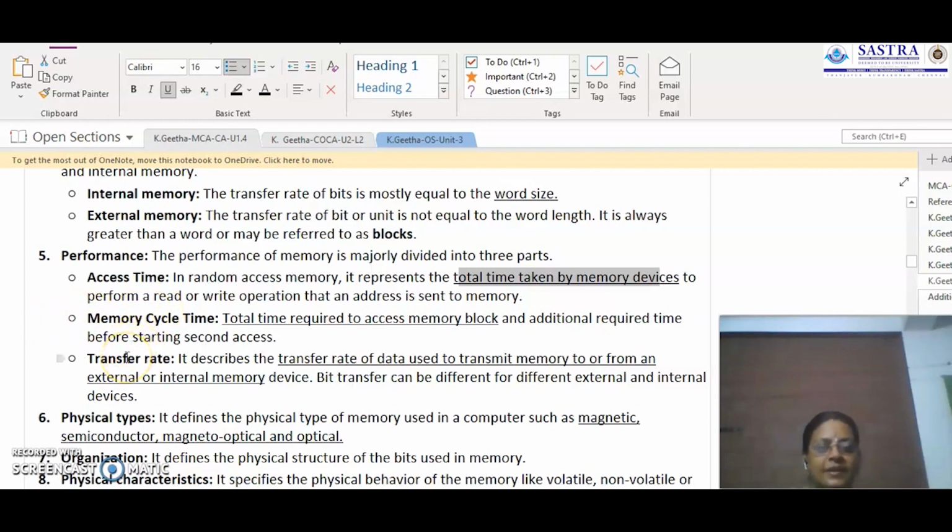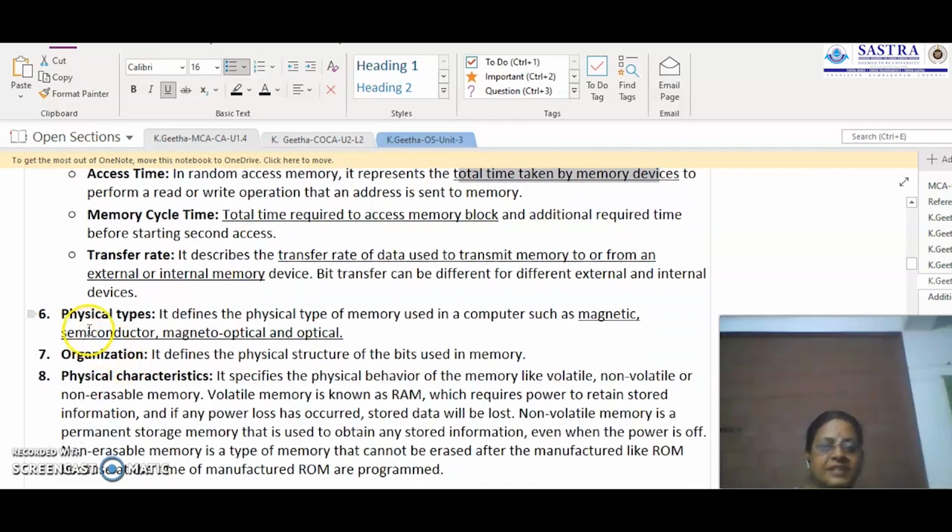Then comes the transfer rate. What do we mean by transfer rate? It is the rate at which data is transmitted to or from the memory. Within a given unit of time, how many bits of information are read from the memory or written into the memory decides the speed. So the transfer rate is also an important parameter. Whenever we are evaluating the performance of a particular memory level, we will be keen on the access time, the memory cycle time, and the transfer rate.